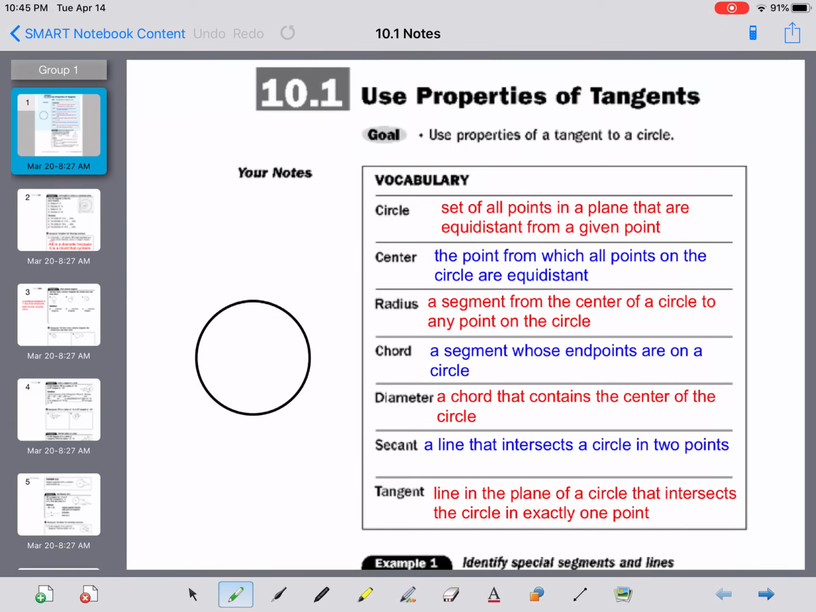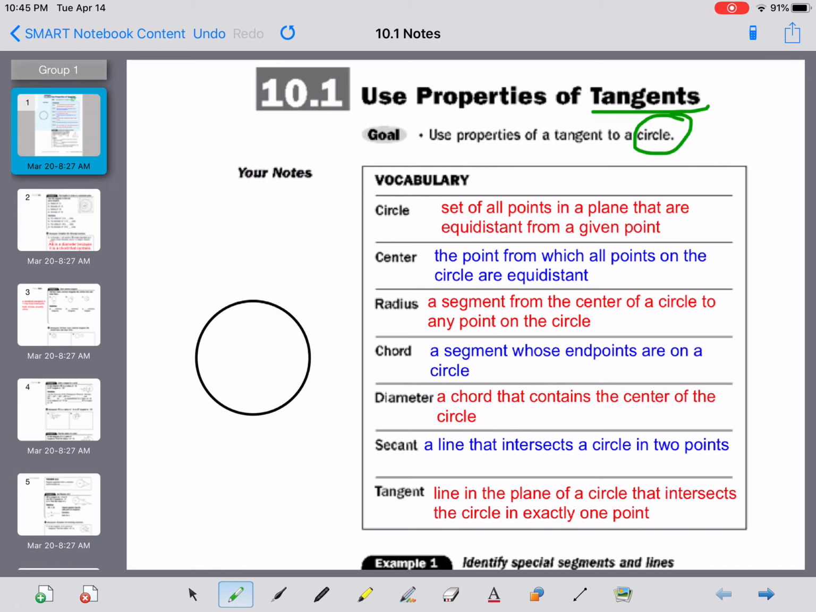10.1 for geometry here, use properties of tangents. And I will warn you, we did see tangent when we dealt with sine, cosine, and tangent back with our right triangles, but this tangent is a completely different type of tangent. So if you look at chapter 10, we are talking about circles and a lot of features of circles.